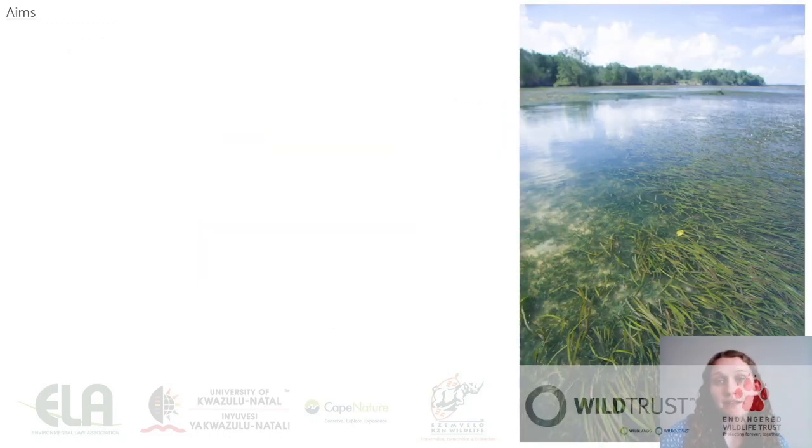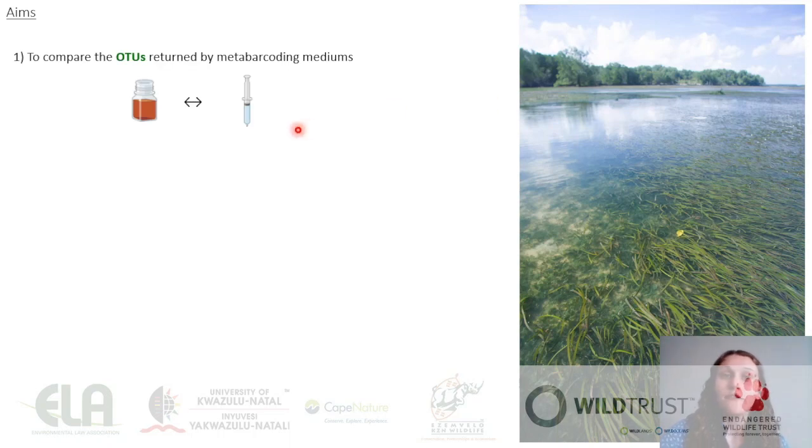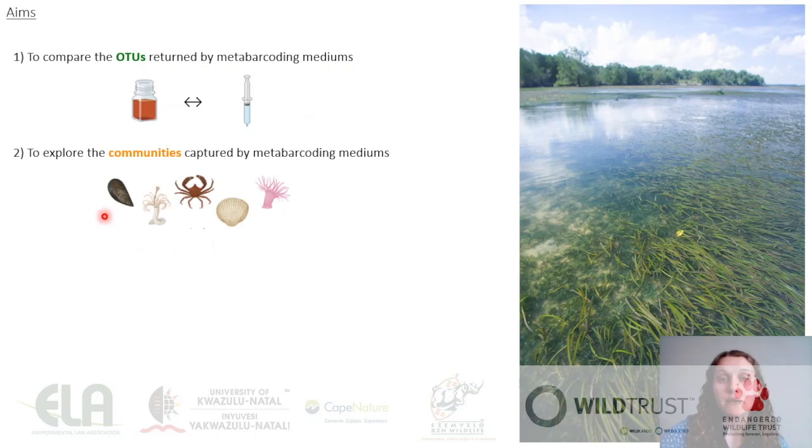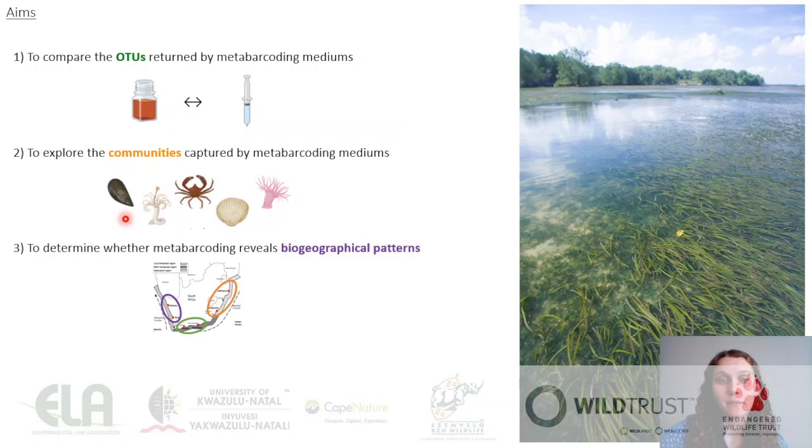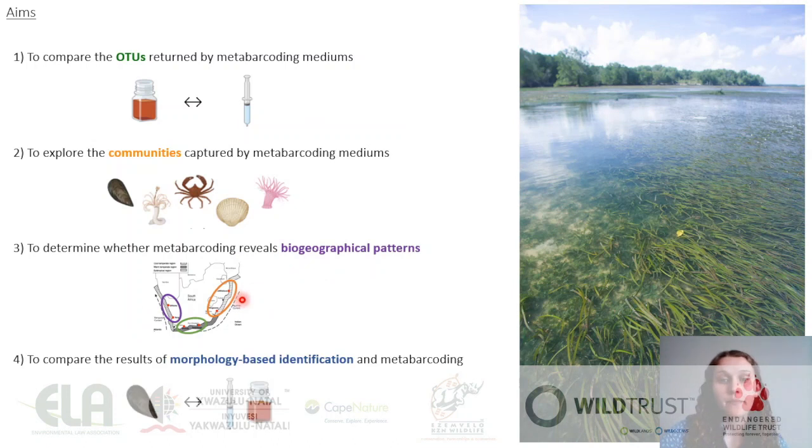So the aims of my research were as follows. Firstly, to compare the OTUs returned by metabarcoding mediums. Secondly, to explore the communities captured by metabarcoding mediums. To determine whether metabarcoding reveals biogeographical patterns. And to compare the results of morphology-based identification and metabarcoding.